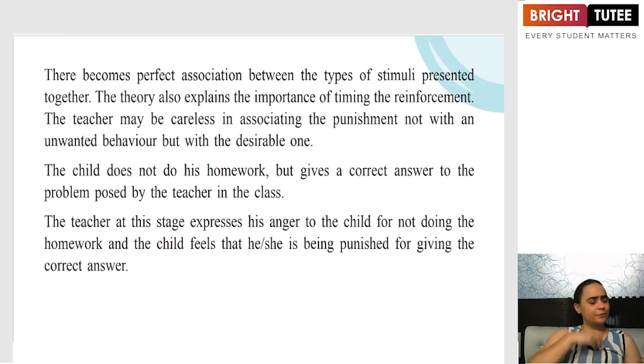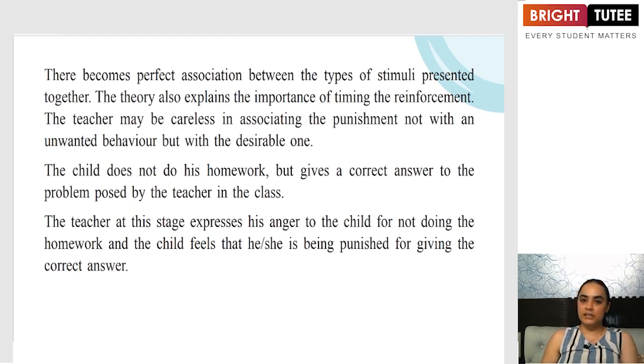If you come across a child who does not do his homework, but he gives the correct answer, you are not supposed to scold the child for not doing the homework, but appreciate him for giving the correct answer. Because this is going to motivate him to give a correct answer every time a question is put. So this was the evaluation of classical conditioning.